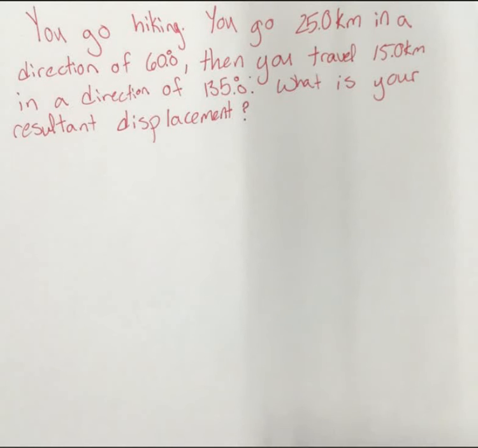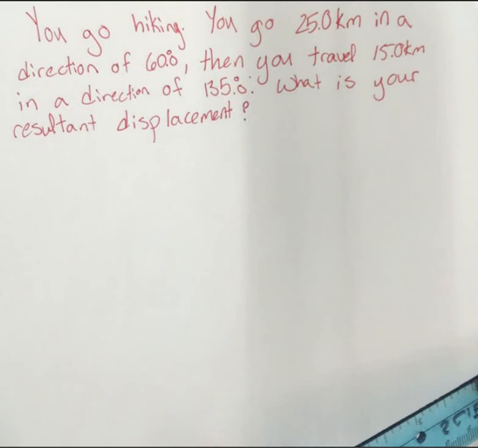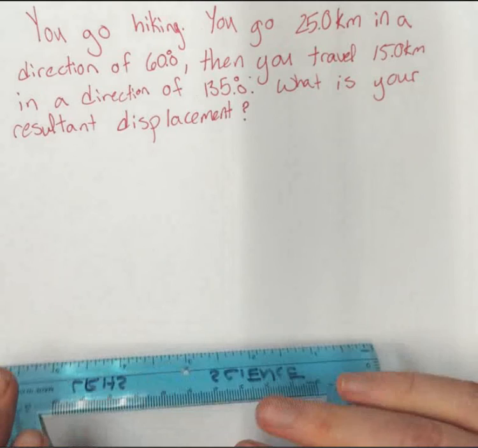Alright, so this problem is you go hiking, you fitness person you, and you go 25 kilometers in a direction 60 degrees above the horizon, and then you travel 15 kilometers in a direction 135 degrees. What is, not above the horizon, just 60 degrees, and then you travel 15 kilometers in a direction of 35 degrees. So what's your resultant displacement? Okay, well, you need an axis system.